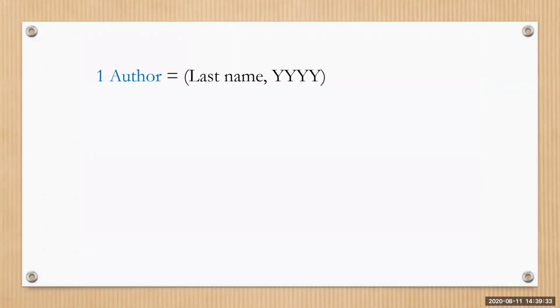The first thing you do is put a last name and the year for one author. So it's not the last name and an initial. It's not the last name and a first name. It's only the last name, comma, the year, and that's surrounded by parentheses.